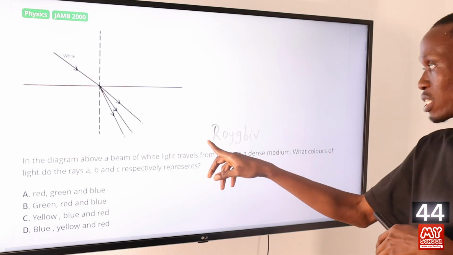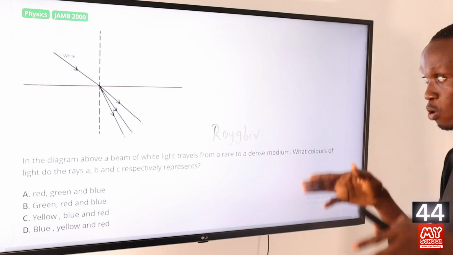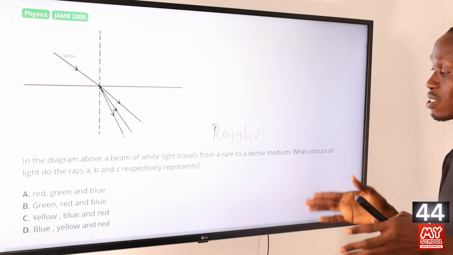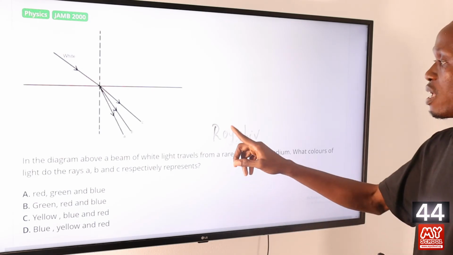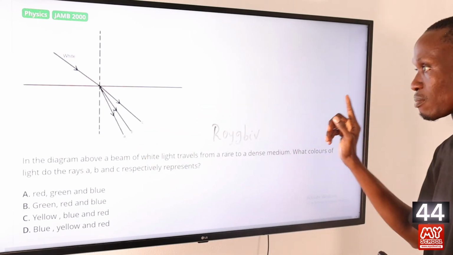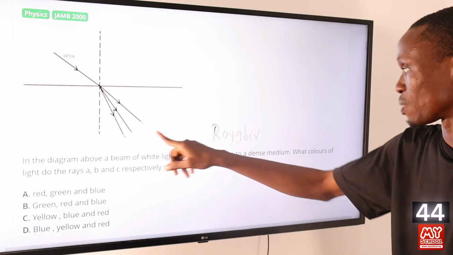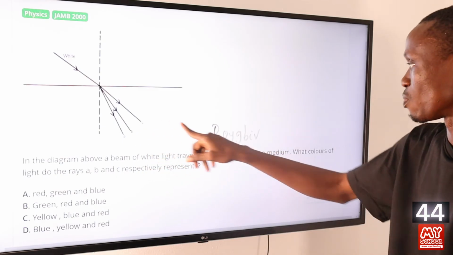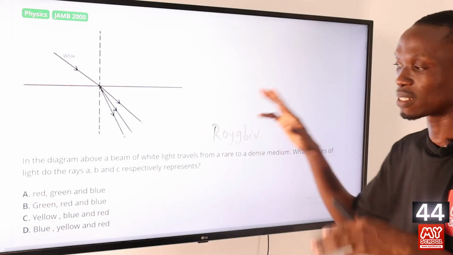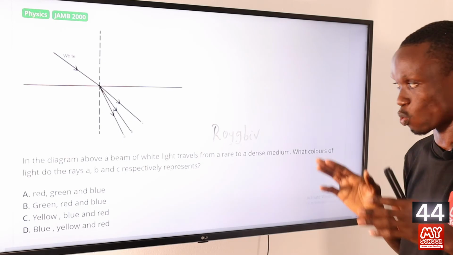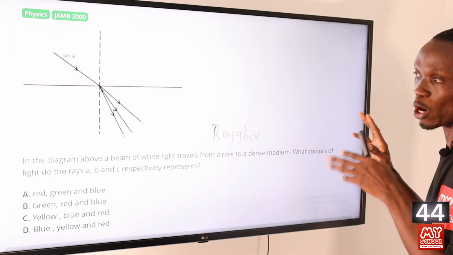This is in accordance with the mnemonic used to represent the colors when white light is separated into its component colors. So A represents red, B represents green, while C represents blue. So that makes option A the correct answer to this question, and this is in accordance with the wavelength of the different colors.